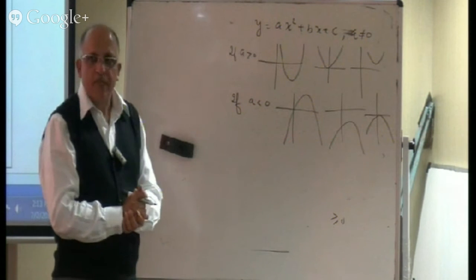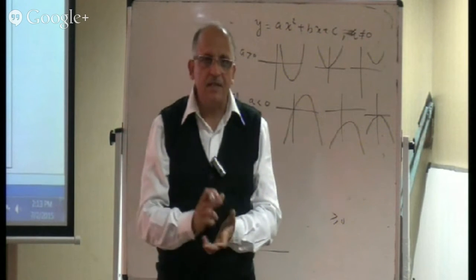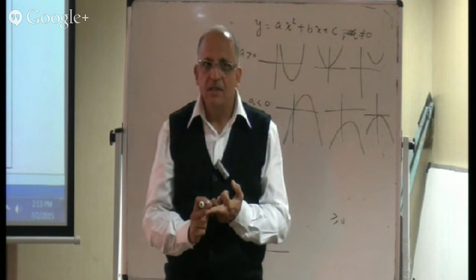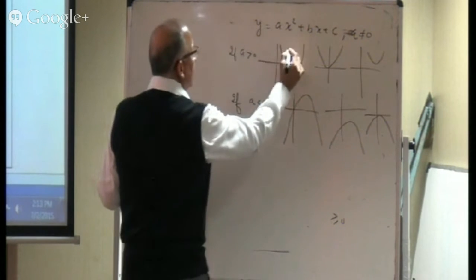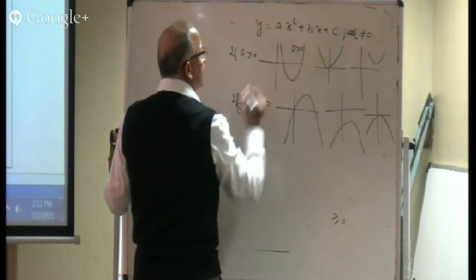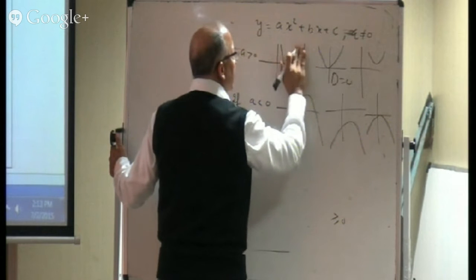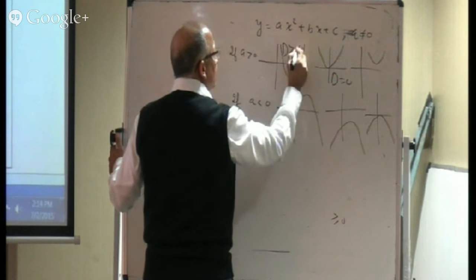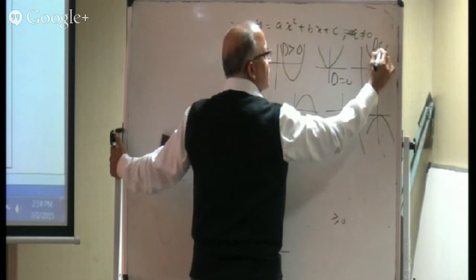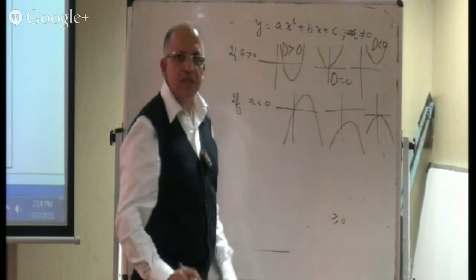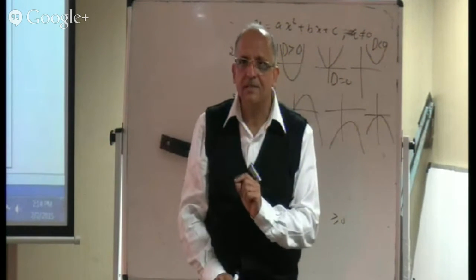But now, what is the role of D, the discriminant? If the discriminant is positive, you have two distinct roots. That means this is the case of D greater than 0. This is the case of D equal to 0. Let me write a bit bigger. And this is the case of D less than 0, because when D is less than 0, there is no real root. That means the curve does not intersect the x-axis.